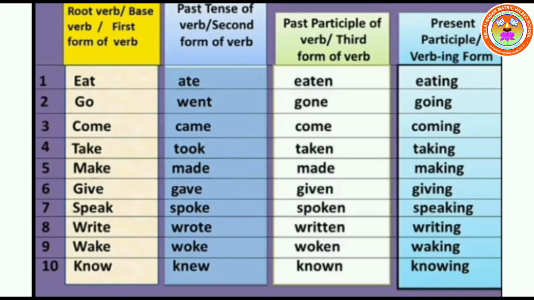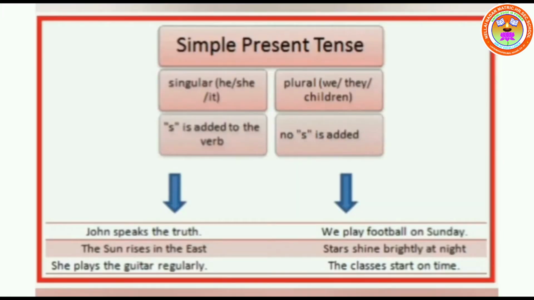Now let us use simple present tense with action words. See the examples. John speaks the truth. The sun rises in the east. She plays the guitar regularly. Here, John, the sun, and she are subjects. If the subject is a singular noun or a pronoun, the verbs speak, rise, play are added with s or es. Speak, speaks; rise, rises; play, plays.